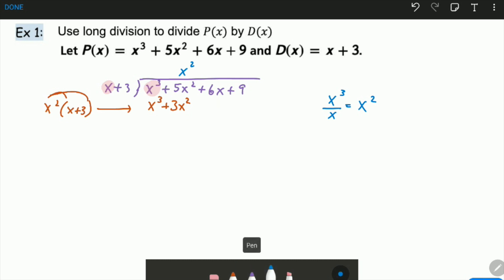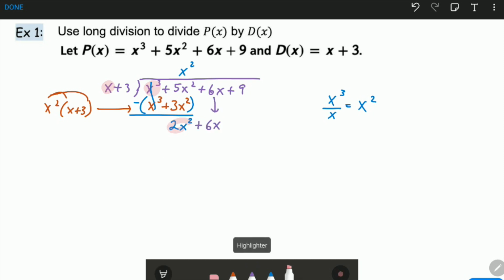The next step we would do, just like in regular long division, is to subtract, which can get a little bit weird because of the two terms. But we have x cubed minus x cubed, which cancels out. And then we have 5x squared minus 3x squared, which is just 2x squared. And then just like in regular long division, we'll bring the next term down. Now we just repeat those couple of steps over and over and over again.